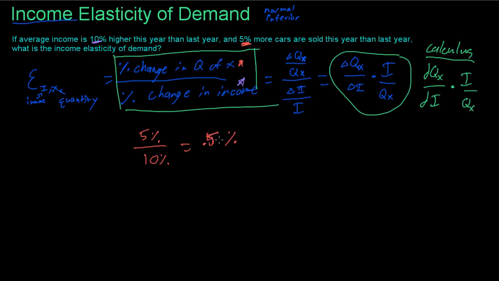So the last thing that I want to say in this video, and I purposely made this a little bit shorter because the other ones just seem to drag on to me, is that a normal good has an income elasticity, so I'll just put E sub I comma X, greater than 0. And an inferior good has an income elasticity with respect to X that is less than 0. So cars in this example are a normal good.